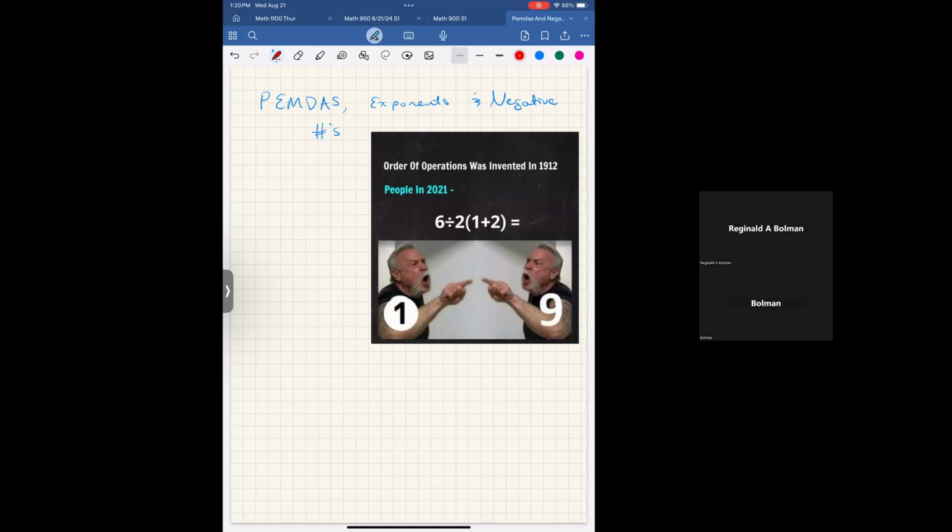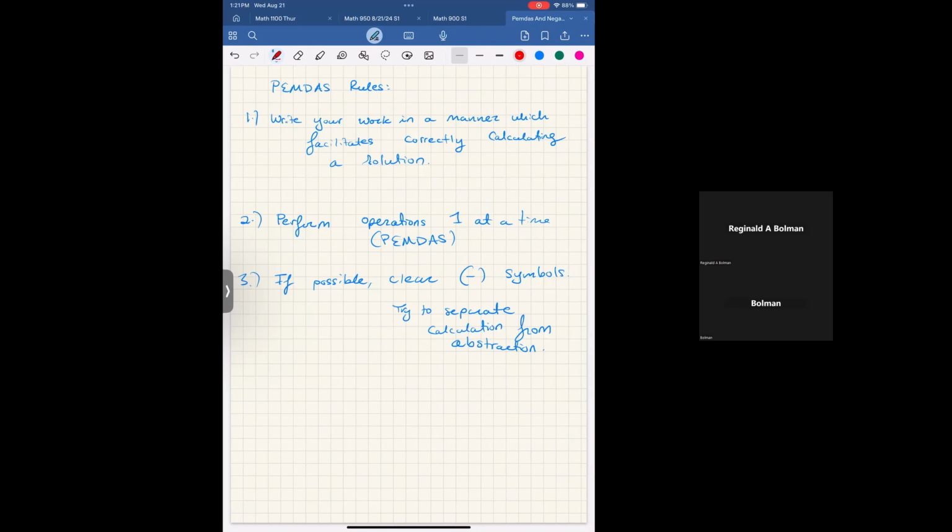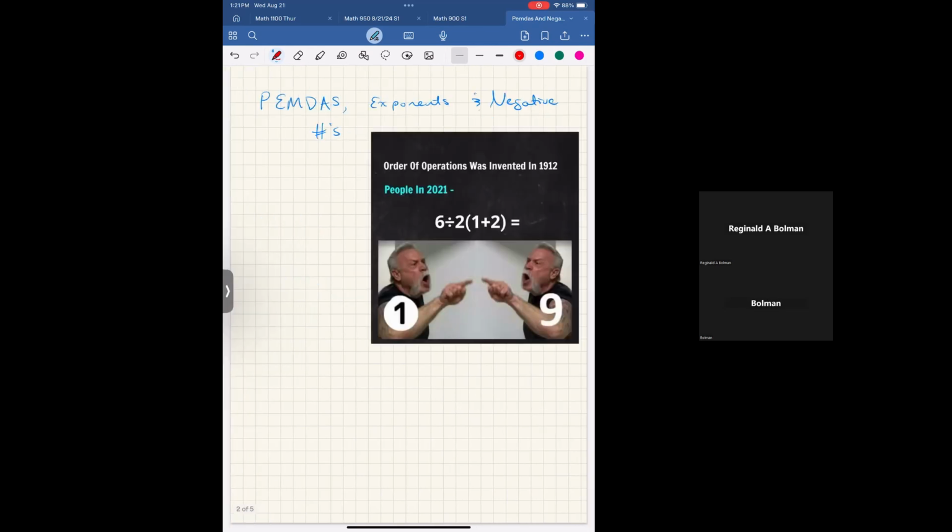We've got 6 divided by 2 times the quantity 1 plus 2. And of course, people will argue until the end of time over whether or not this quantity is equal to 1 or whether it's equal to 9. When you start to throw negative numbers into these PEMDAS problems, the confusion only escalates. And so, who is correct? Or rather, how do we correctly go about performing these various calculations?